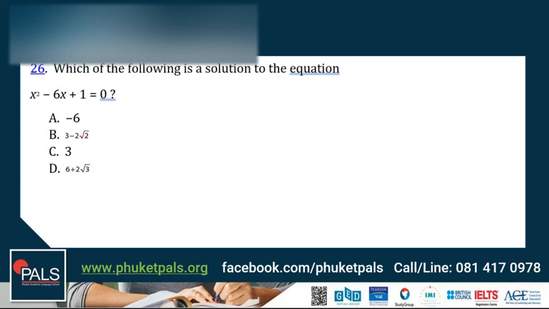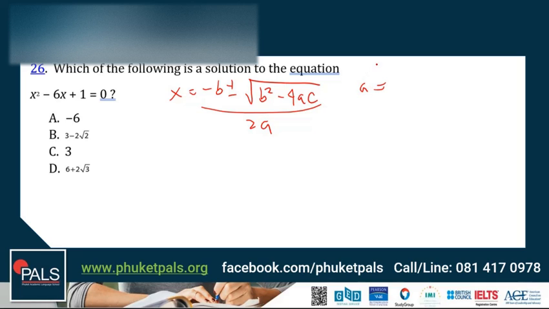26. Which of the following is a solution to the equation x squared minus 6x plus 1? Okay, to find the solution, let's use the quadratic formula. The quadratic formula is x equals negative b plus or minus the square root of b squared minus 4ac, all over 2a. And then let's identify a. a is equal to 1. b is equal to negative 6. Then c is equal to 1 as well.